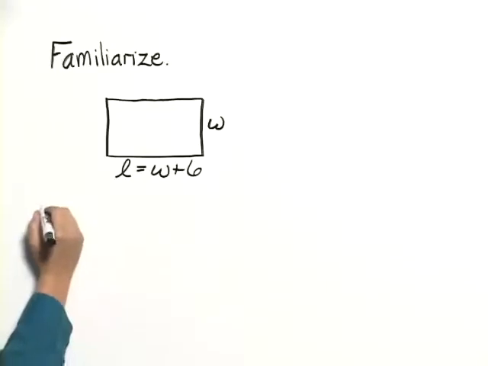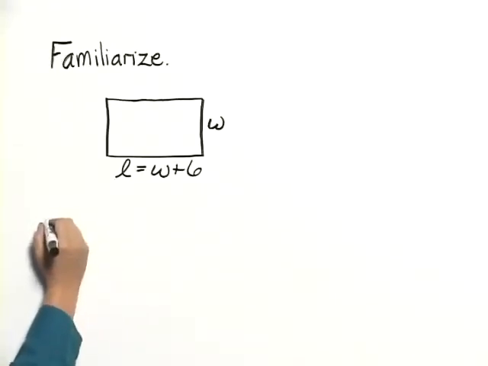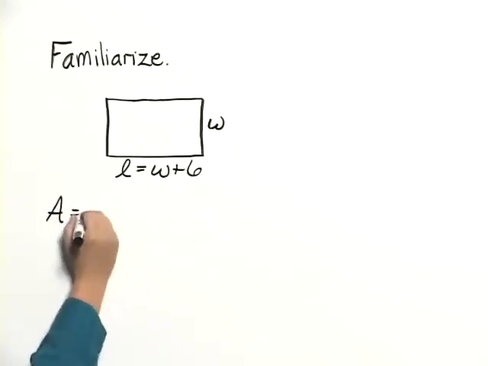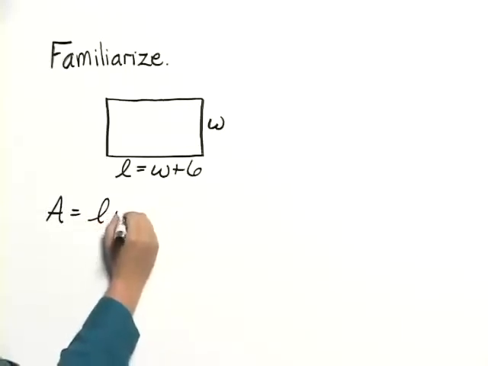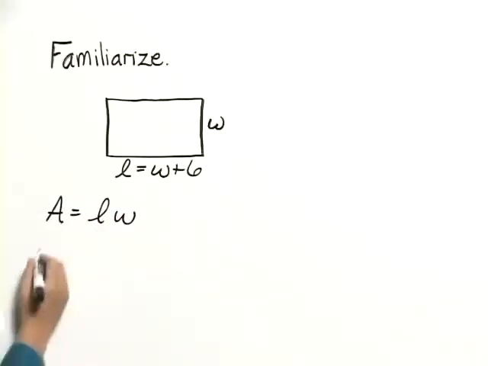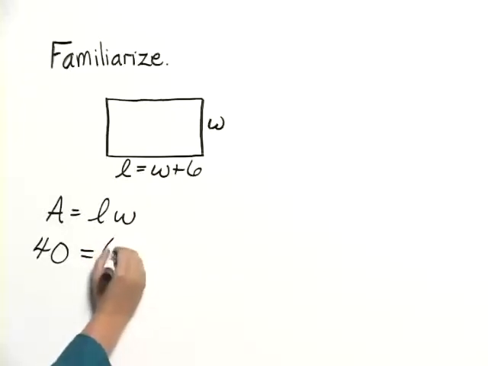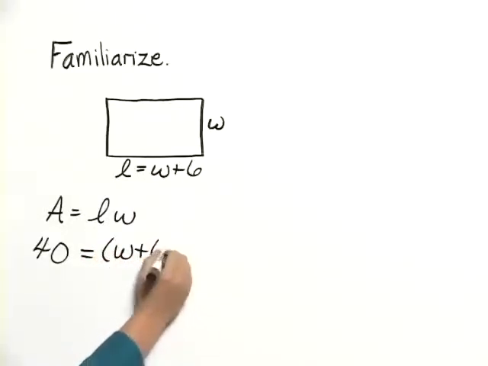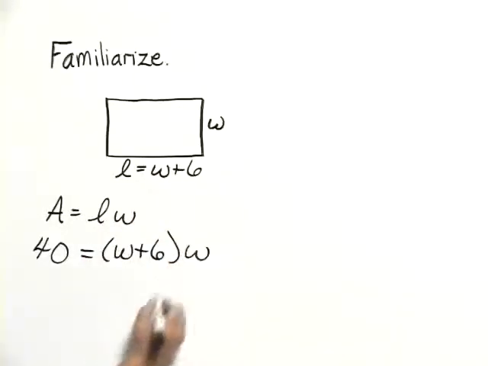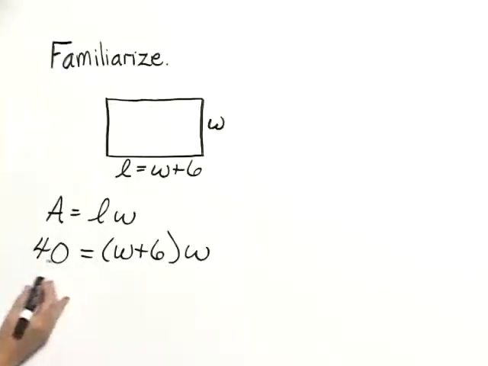To translate, we need to know the formula for the area of a rectangle. The area of a rectangle is the length times the width. We're given that the area is 40 square meters, so we'll write 40. And instead of using L, we'll use W plus 6 times W. Now notice what we now have is an equation with one variable.